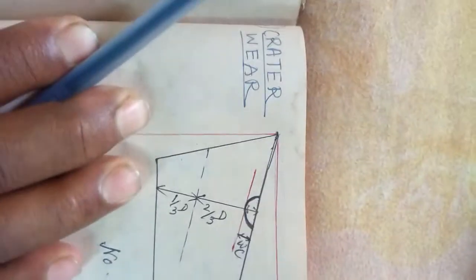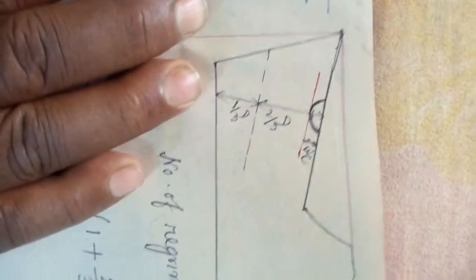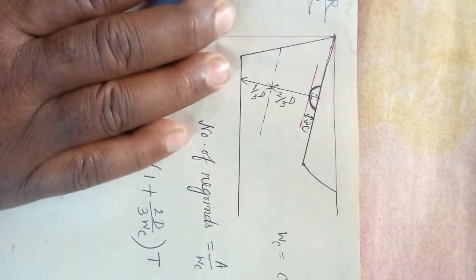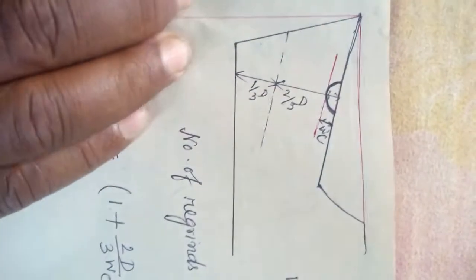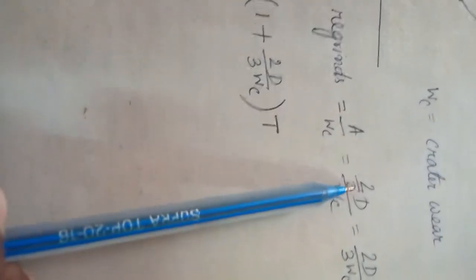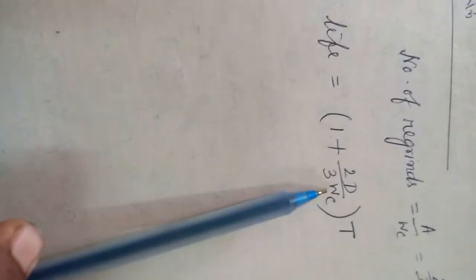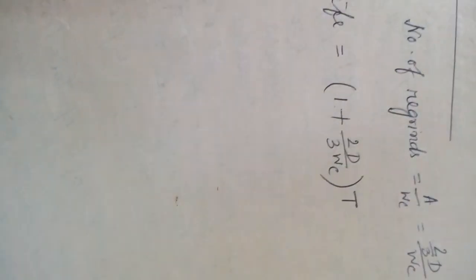Now here the crater wear. WC is the crater wear. Now the number of regrinds is equal to A by WC, which is 2/3 D by WC, equal to 2/3 D by 3 WC. So total service life will be equal to 1 plus 2/3 D by WC into T. Thank you.